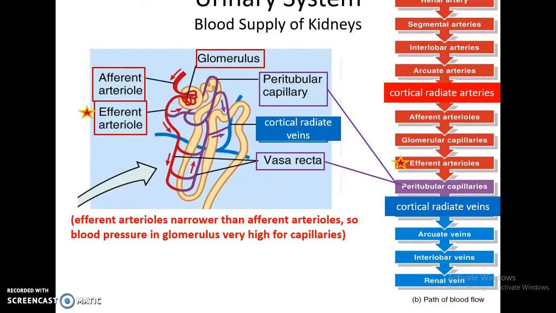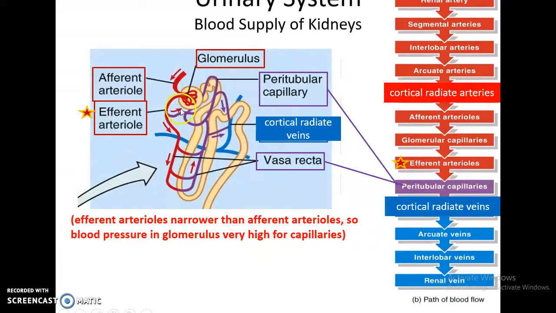On the microscopic level, the arteries and veins, of course, have to connect up. So the cortical radiate arteries will eventually branch to form what's called an afferent arteriole. The afferent arteriole will lead to a capillary bed known as the glomerulus, which is found in the nephron, the functional unit of the kidney. Then the blood will leave the capillary bed called the glomerulus and enter the efferent arteriole. It will then enter a second capillary bed, either the vasa recta capillary bed or the peritubular capillaries. And then from here, it'll eventually enter venules and return via the cortical radiate veins to the arcuate veins, etc.